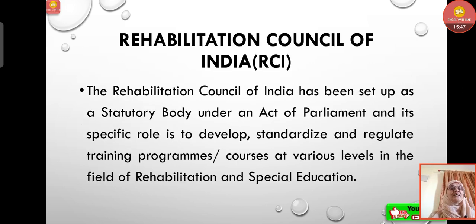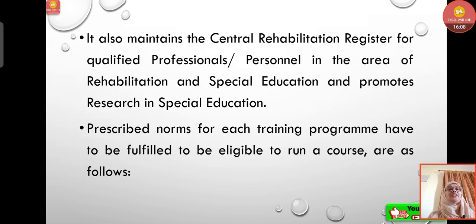Then RCI, lastly, the Rehabilitation Council of India, has been set up as a statutory body under an act of parliament, and its specific role is to develop, standardize and regulate training programs or courses at various levels in the field of rehabilitation and special education. It also maintains the Central Rehabilitation Register for qualified professionals or personnel in the area of rehabilitation and special education and promotes research in special education.